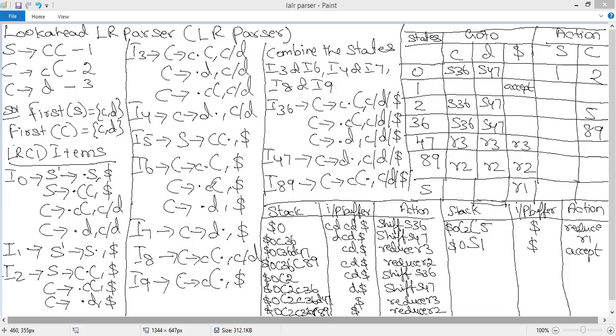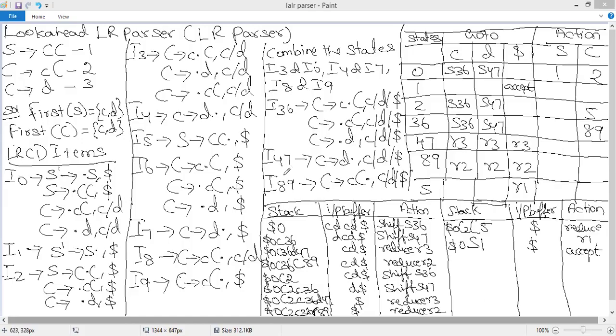Similar to I3 and I6, you can see here I4 and I7 have the same production rule. Again, combine I4 and I7. So C tends to D dot, with look-ahead C slash D slash dollar. Again, I8 and I9: combine I8 and I9. You see here, C tends to CC dot, with C slash D slash dollar. So like this, we can combine the states which are equal.